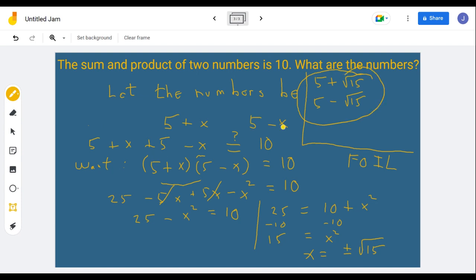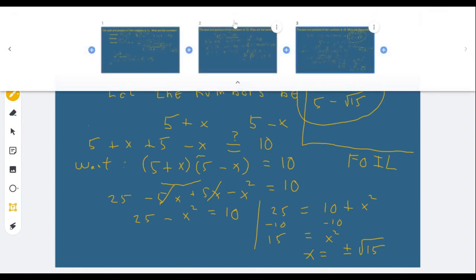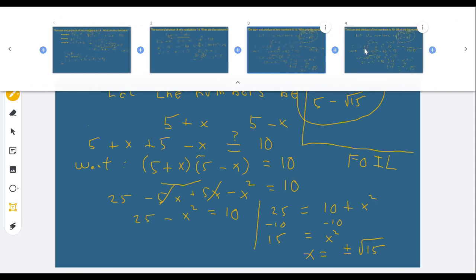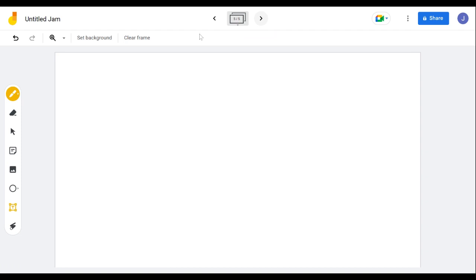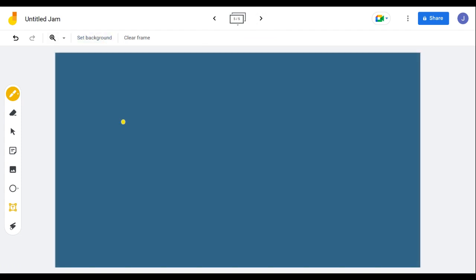And they add to 5. And now if you want to check to see if they multiply to 5, let me just do one more slide here. Okay, so 5 plus the square root of 15. Let's check both. So if we take 5 plus the square root of 15 and we add 5 minus the square root of 15, does that add to 10? Yeah, it does, because these two cancel out.